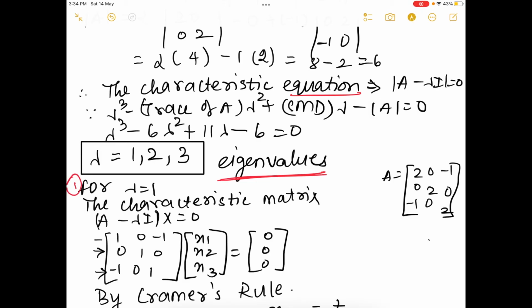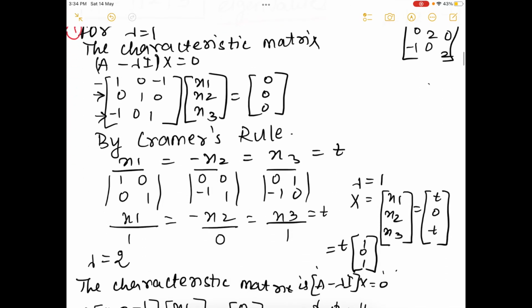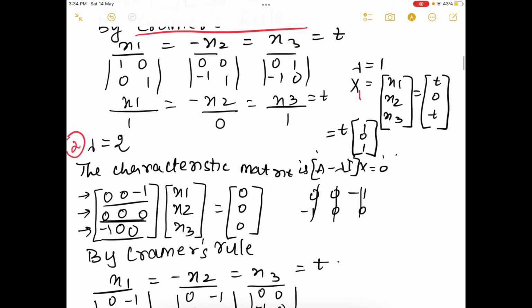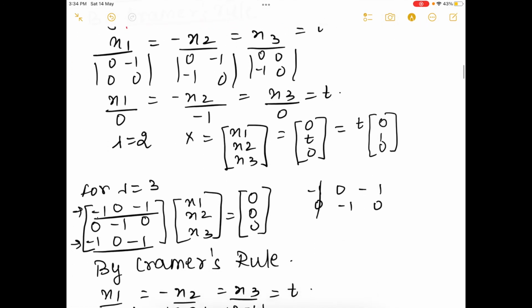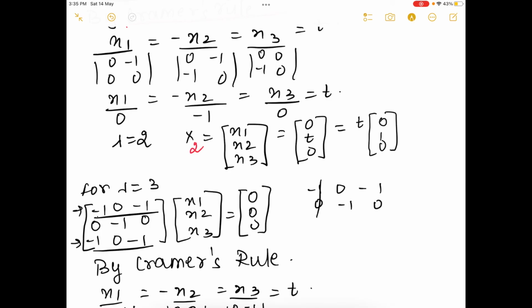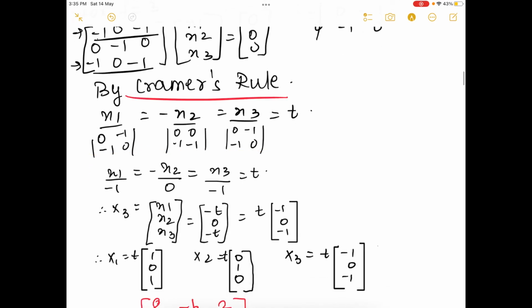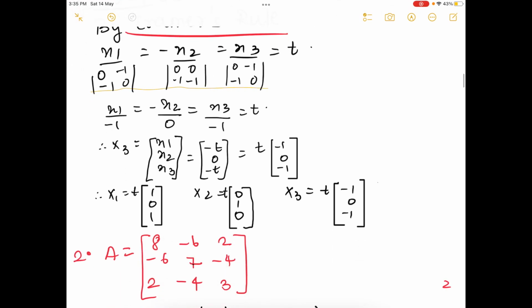Then I proceeded with finding the eigenvectors for the first one, which is lambda equals 1, and I used Cramer's rule as we have done previously as well, and got the value of x1 as 1 0 1. Then for lambda equals 2, again we used Cramer's rule and I got the value x2 equals 0 1 0. For lambda equals 3, again I used Cramer's rule and I got the value of x3 as minus 1 0 and minus 1. So here are all of the 3 eigenvectors for the eigenvalues 1, 2 and 3.